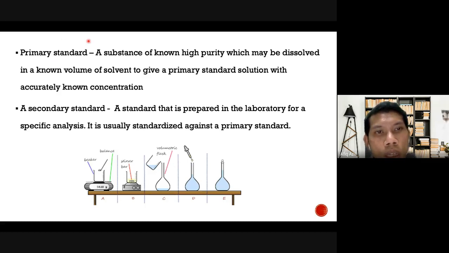The secondary standard is also known as the working standard, and the primary standard is also known as the reference standard.